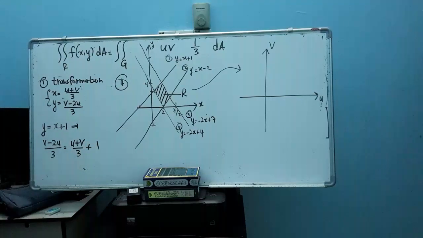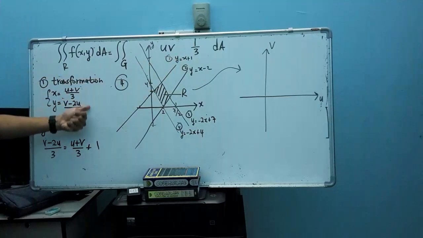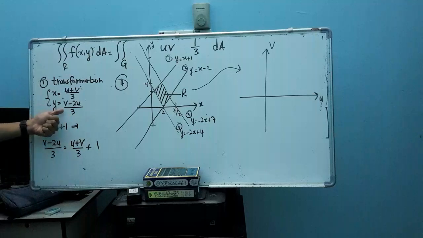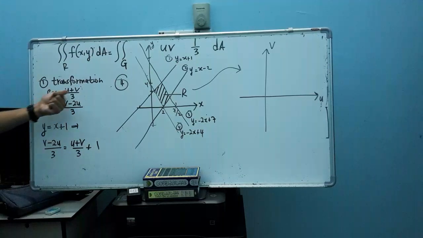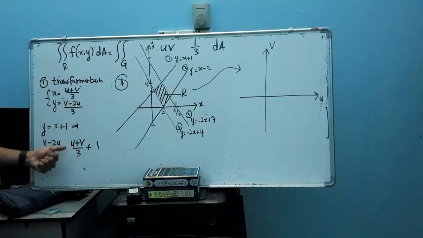Because we need to transform this line under this transformation, we will use the same substitution. In the first line I have y equals x plus 1. So my y is v minus 2u over 3, and x is u plus v over 3, plus 1.